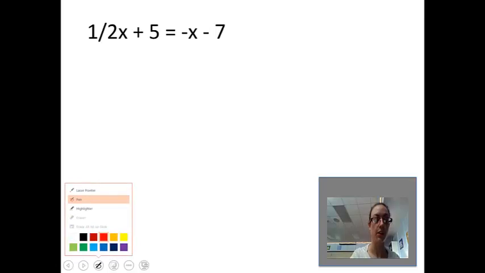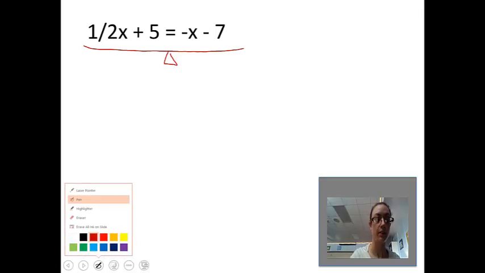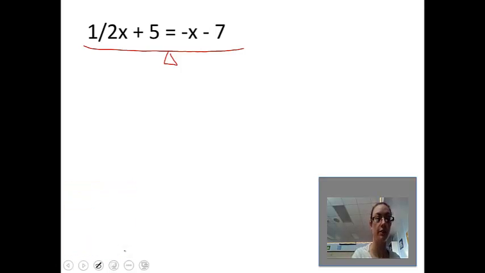All right, let's try an equation. So for this equation, we're going to balance our equation. Before we balance our equation, though, you're going to change your fraction to a decimal. So you're going to do 0.5x, and then just rewrite the rest of your equation. Plus 5 equals negative x minus 7.